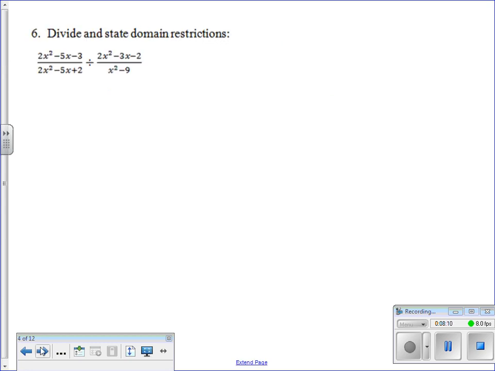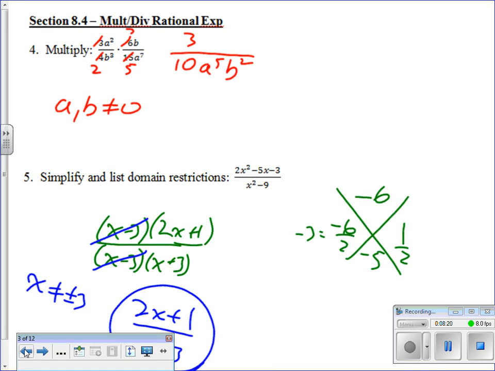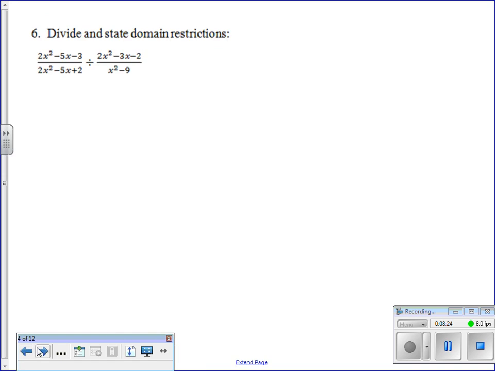Okay. Divide and state domain restrictions. So the first thing I'm going to do is go ahead and factor this one out. Let's see, 2x squared minus 5x minus 3. Ooh, I know what that one is already. 2x plus 1, x minus 3. I know what that one is because it was on the previous problem.